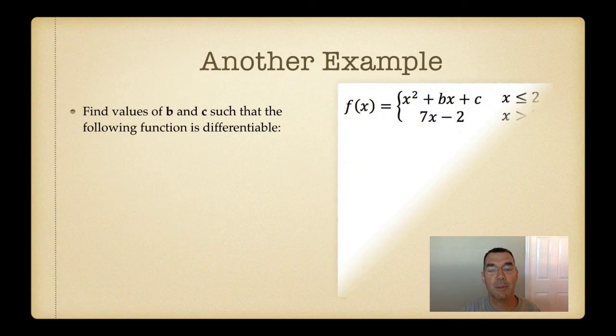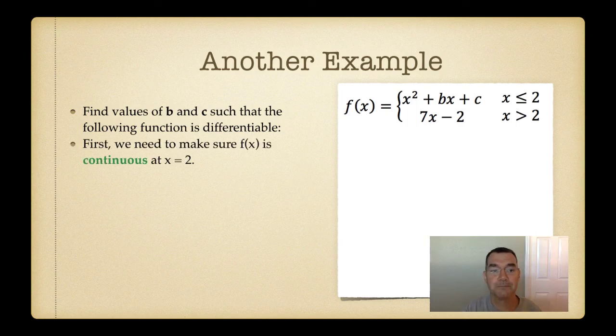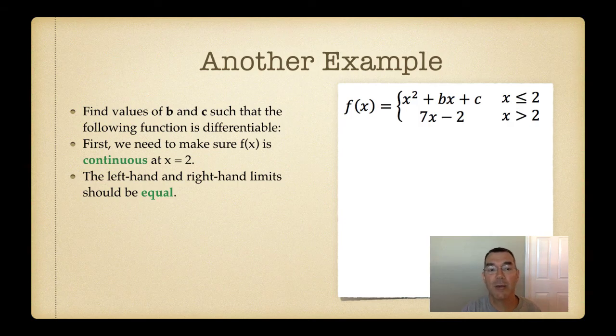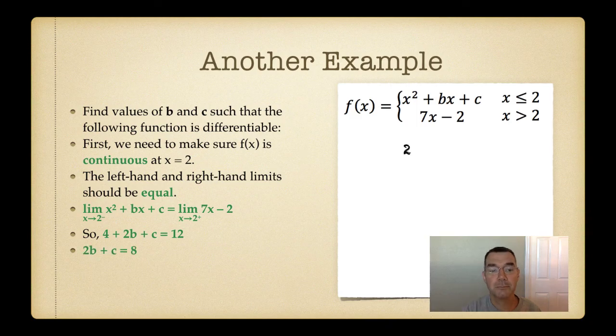All right, here's another example. Again, I'm telling you the function is differentiable, but we're missing some constants b and c, and we need to figure out what the values of those constants are. So let's make sure that it's continuous. First of all, the left-hand limit and the right-hand limit need to be equal as x approaches 2, since that's where the break is in the function. If I replace x with 2 in the first piece, I get 4 plus 2b plus c, and if I replace x with 2 in the second piece, I get just 12. What that means is 2b plus c has to equal 8. So there's the first equation in my system.